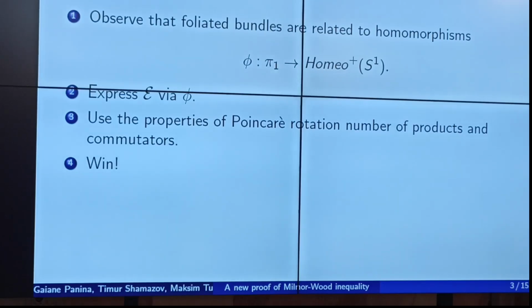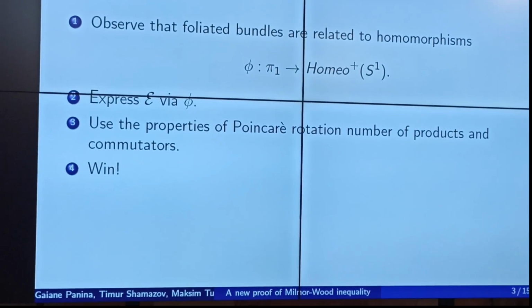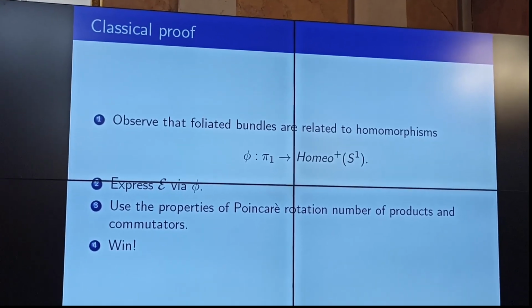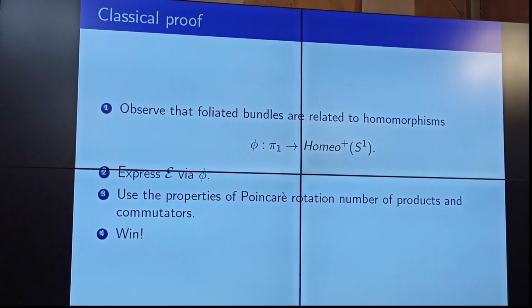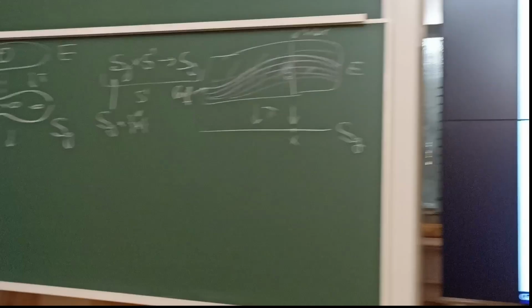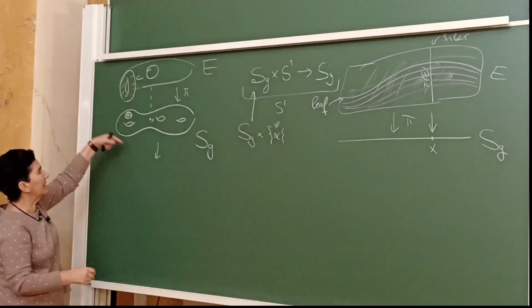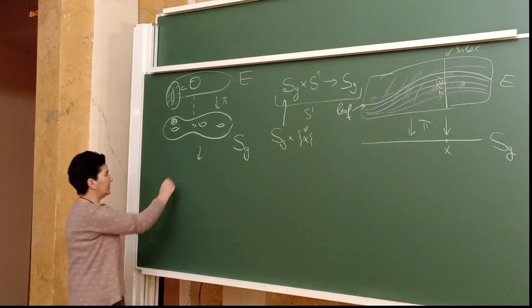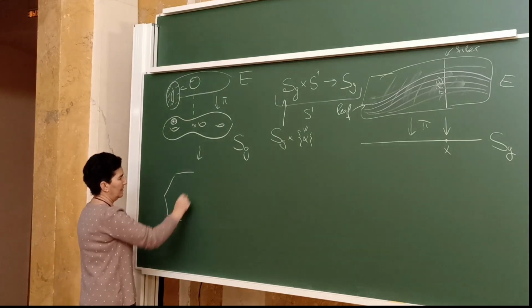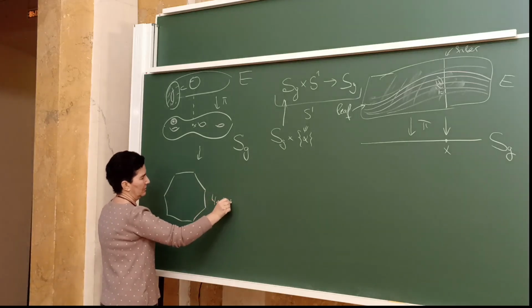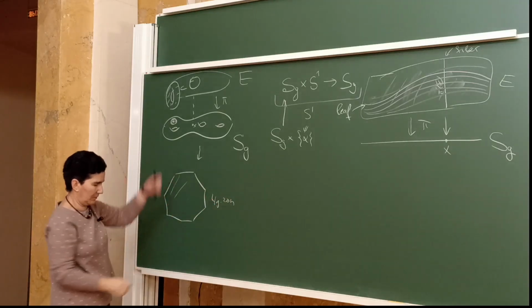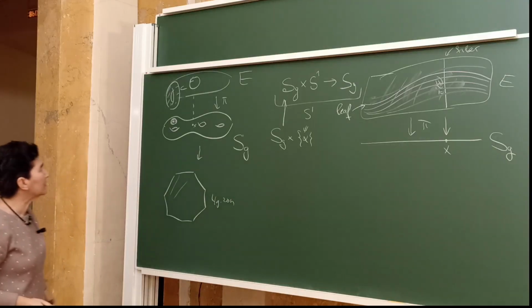Let me first sketch very quickly the classical proof, which you can find in textbooks, of the Milnor-Wood inequality. Let me remind you that I can take scissors and cut the surface S_G and obtain a 4G-gon, some polygon. It's a patch of a polygon, and I can do the same.